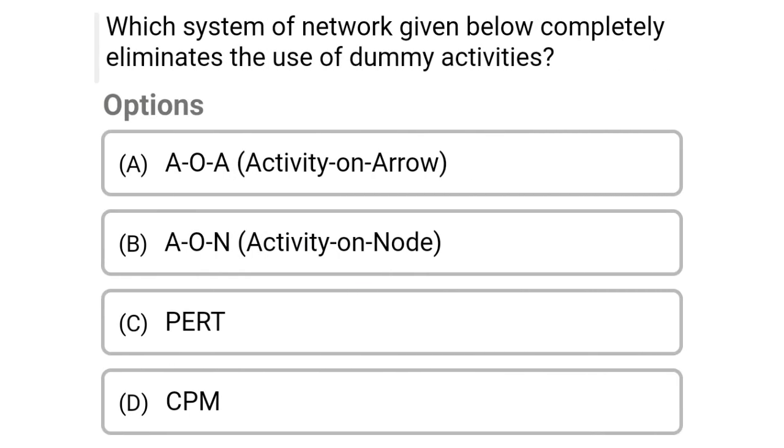So next question, which of the system of network given below completely eliminates the use of dummy activity? Option A, activity on arrow, option B, activity on node, option C, PERT, option D, CPM. So the correct answer is option B, activity on node.